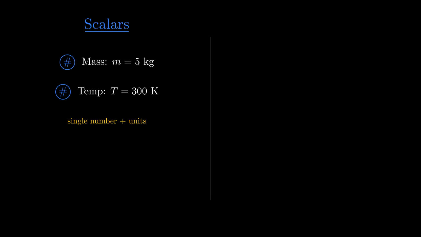Some physical quantities have only magnitude. Mass is one example. The absolute temperature at a point in space is another. A single number with units fully describes each. We call these scalar quantities.